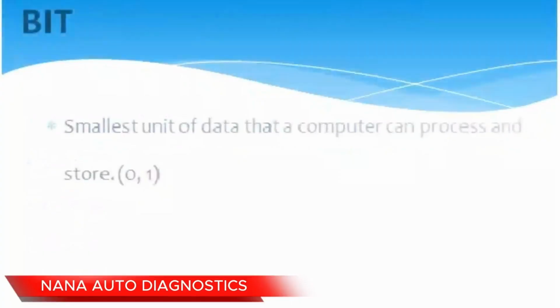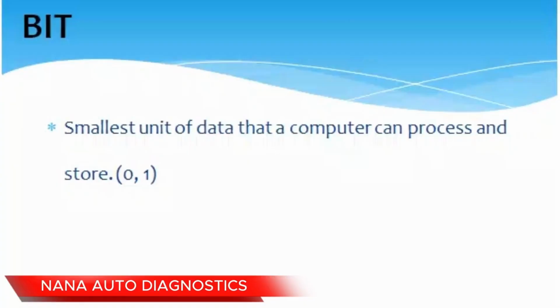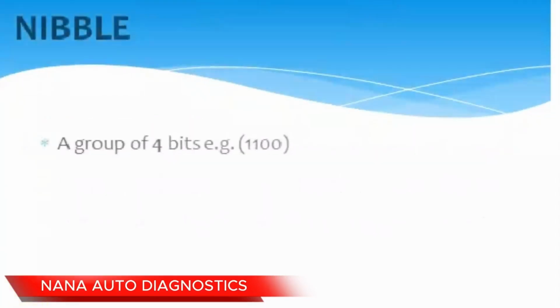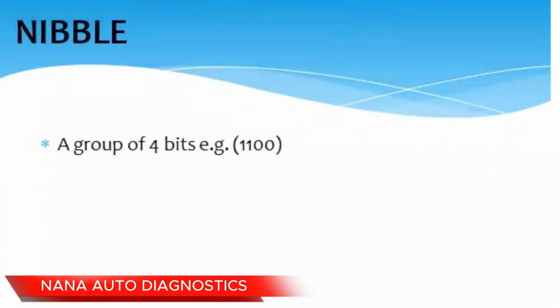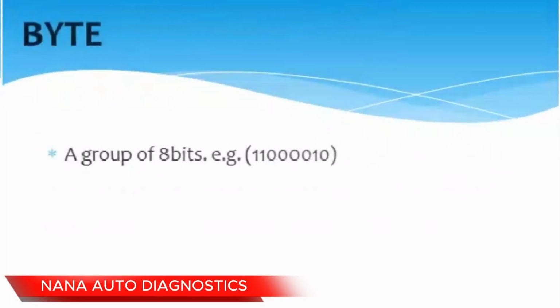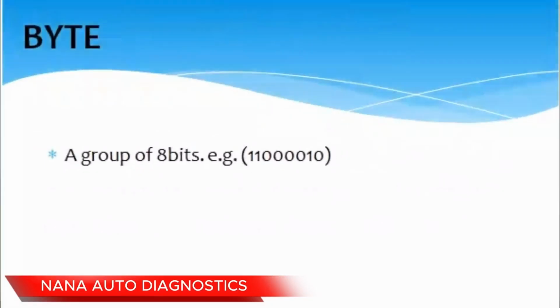Next, we shall define a bit, and this is the smallest unit of data that a computer can process and store. It is usually a 0 or a 1. Next, we shall define a nibble, which is a group of 4 bits, and from there we shall upgrade to a byte, which is a group of 8 bits.